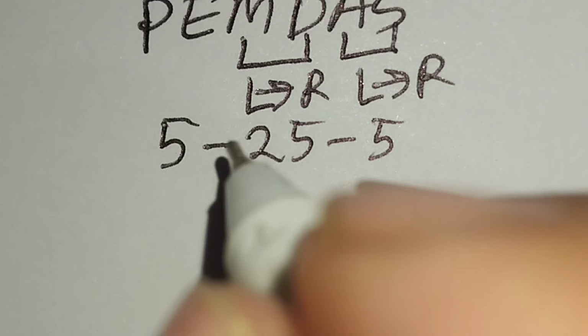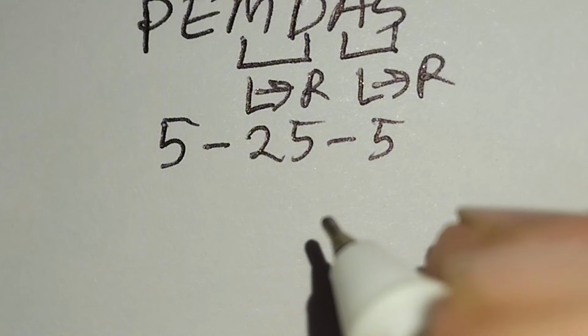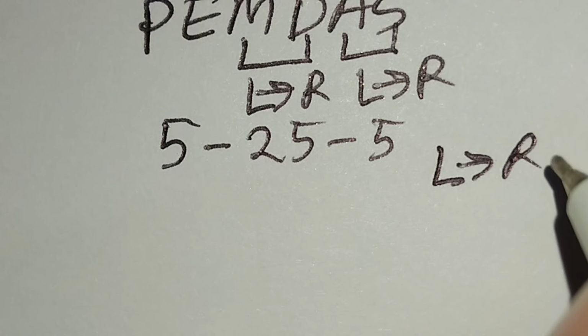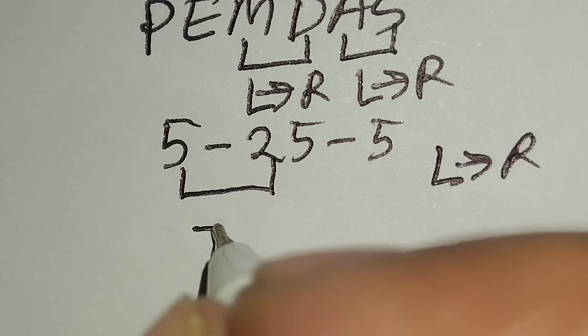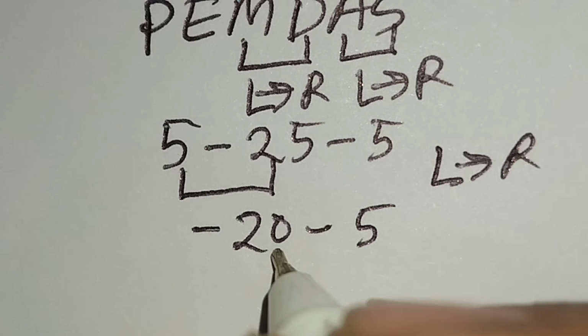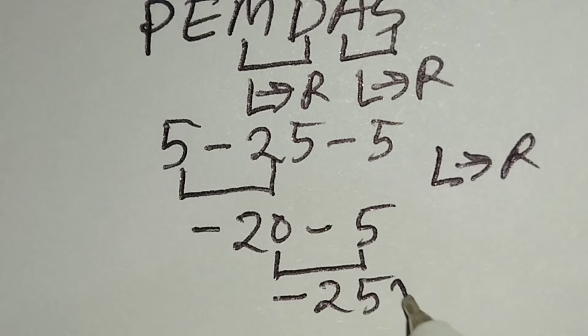Now I have to work with this subtraction, then this subtraction, because when we have more than one subtraction, then we have to work left to right. Therefore, this 5 minus 25 gives us minus 20 minus this 5. Minus 20 minus 5 gives us minus 25, and this is correct answer.